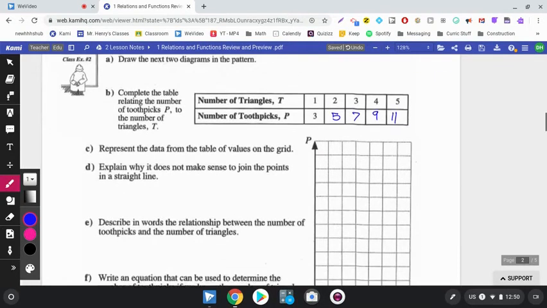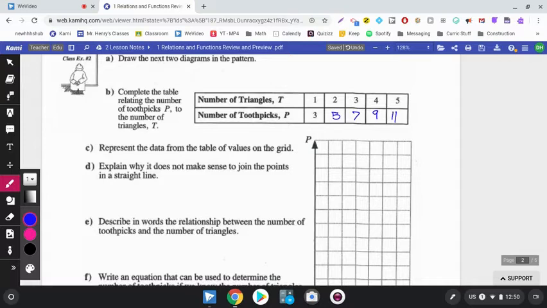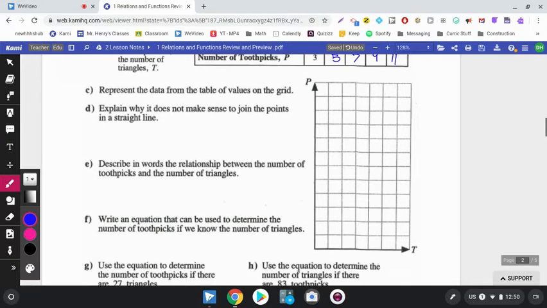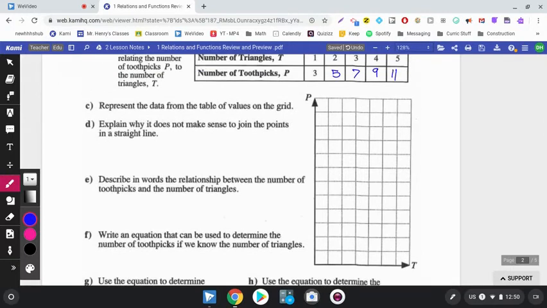But first, let's go next. It says represent the data of the table of values on the grid. Okay, perfect. So I've got a Cartesian plane, and I actually only have quadrant 1.